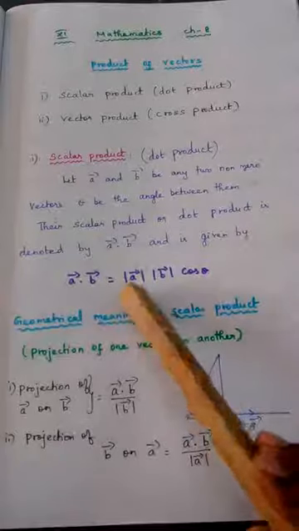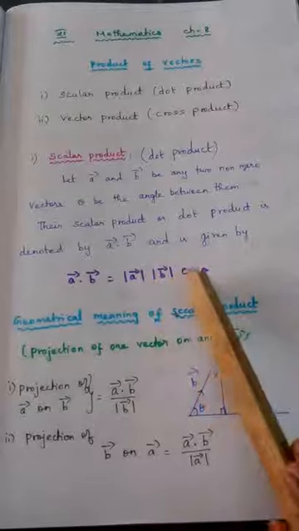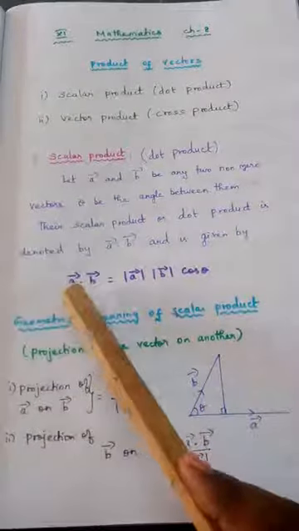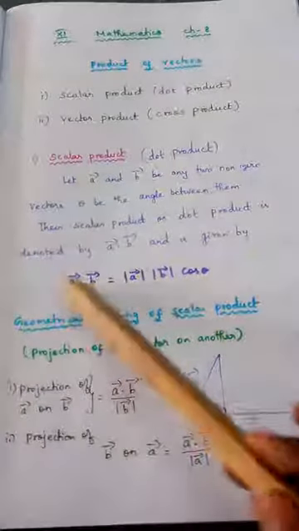You know how to find modulus of a vector, right? So modulus of A vector modulus of B vector cos theta. What is theta? Theta is the angle between A vector and B vector. So this is the definition of scalar product.